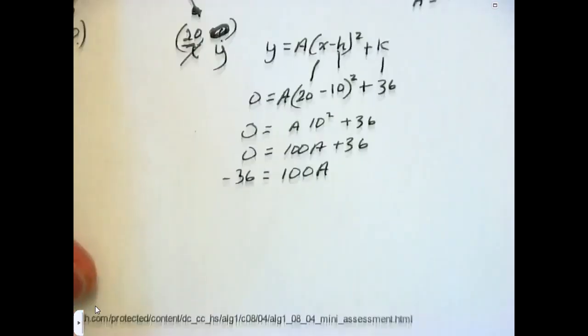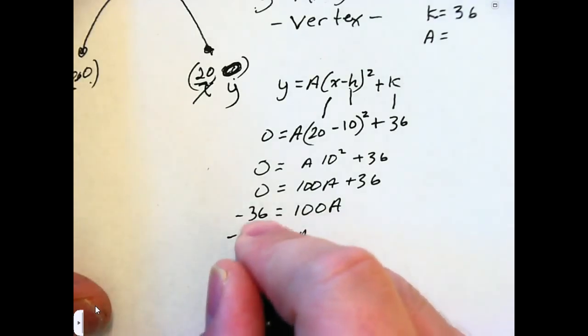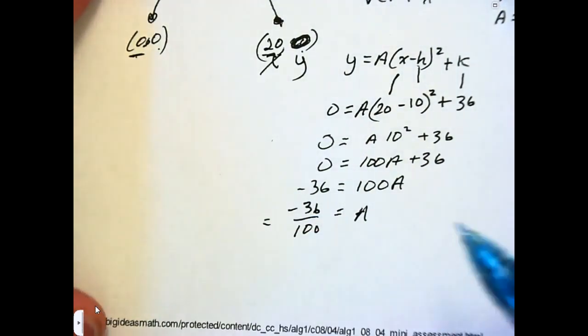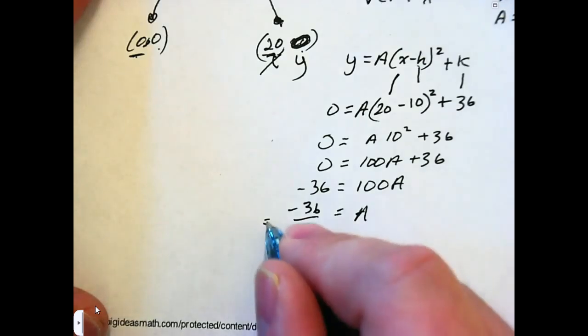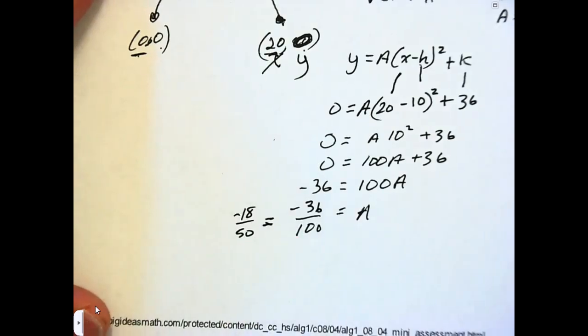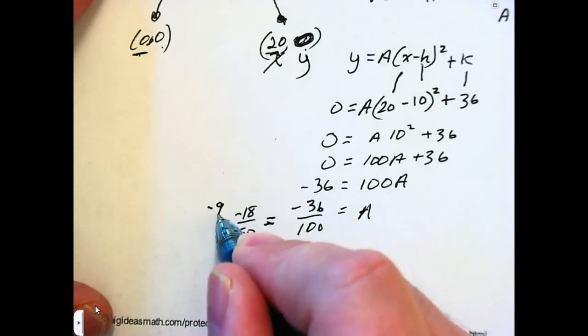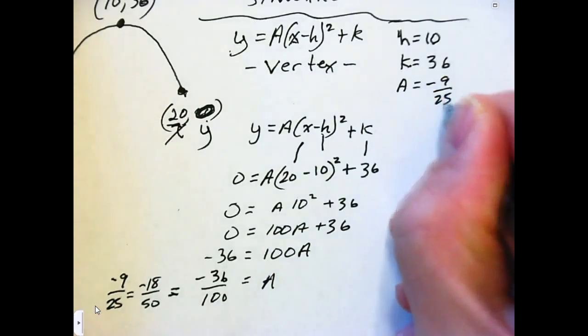Be cool to have 100 A's. Okay? And then A would equal negative 36 over 100, or in fraction form. What goes into 36 and 100? 2. Okay, so we'll go with 2. All right. What goes into both of those? 2. Good job, Mercedes. Negative 9 and 25. So A is negative 9 25ths.